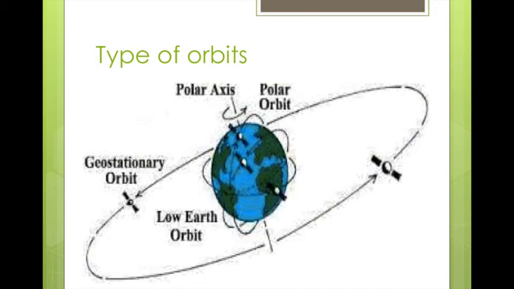There are mainly two types of orbits. The first one is low Earth orbit. It is an orbit higher than 250 km but lower than 1000 km. The velocity required for the satellite is 28,000 km per hour, and it takes 90 minutes to travel one complete circle. The other one is geostationary orbit.